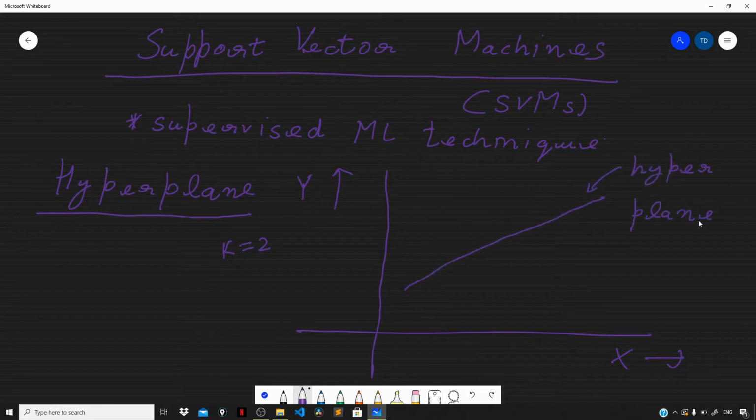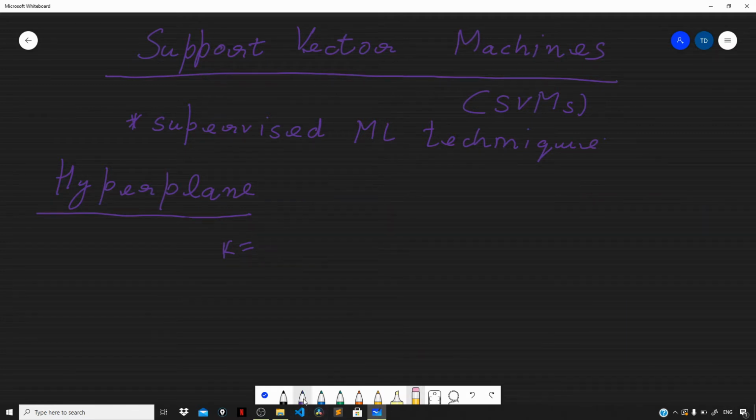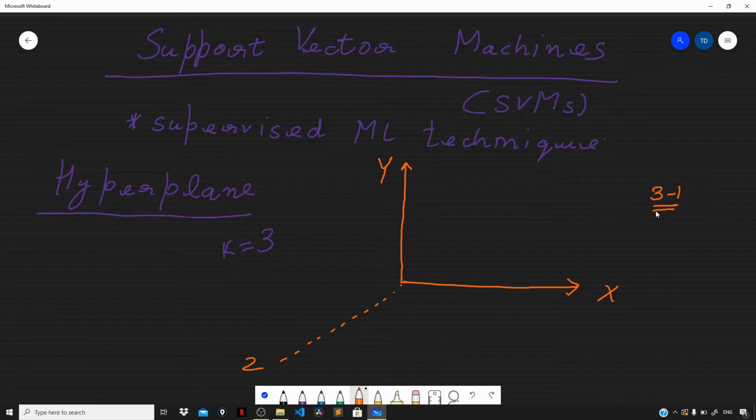Now let us move one level up and let us consider a 3-dimensional space. So let us say our 3 dimensions is like this: x, y and z. So here we are having 3 axes, namely x, y, z. And for this case, our hyperplane will have 3-1 dimensions. That is, our hyperplane will be a 2-dimensional surface, or you can say that our hyperplane is a 2D plane. So let me help you in visualizing this. It will be something like this. So it will be a 2-dimensional plane.